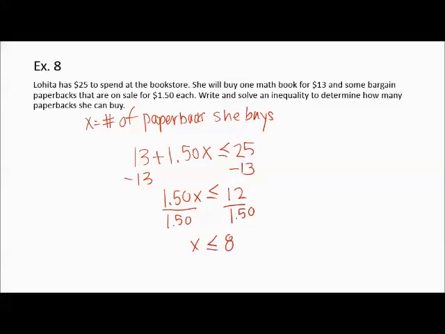So she could buy 8 books, and it would come out to be exactly $25, but she could buy fewer books, too. She could buy 7 books or 6 books or 5 books and end up with some money left over, and that's okay. So we're going to write our final answer in a sentence.